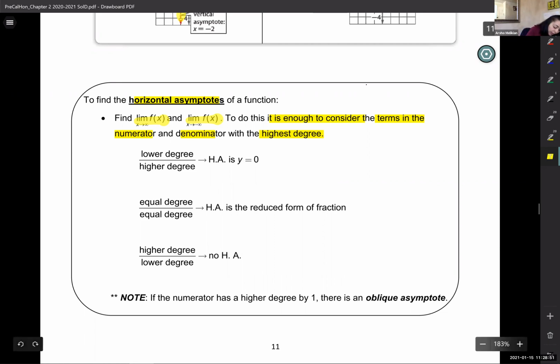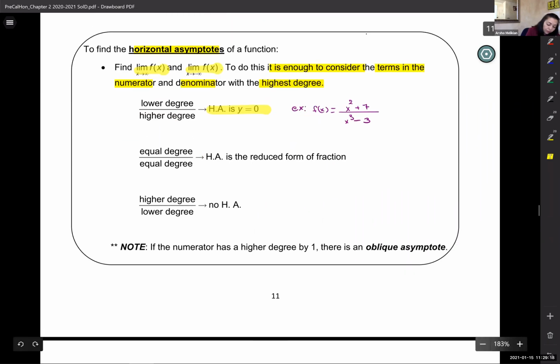First, you have lower degree on top, higher degree on the bottom. And in this case, the horizontal asymptote is y equals 0. So for example, suppose f of x is x squared plus 7 over x cubed minus 3. All you do is you look at the term with the highest exponent here and here. Lower on top means horizontal asymptote is y equals 0. No questions asked. All right?